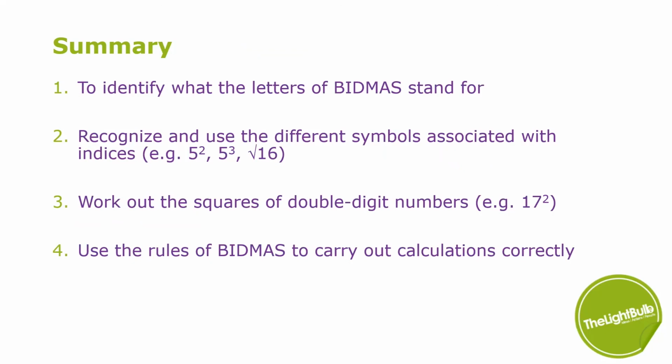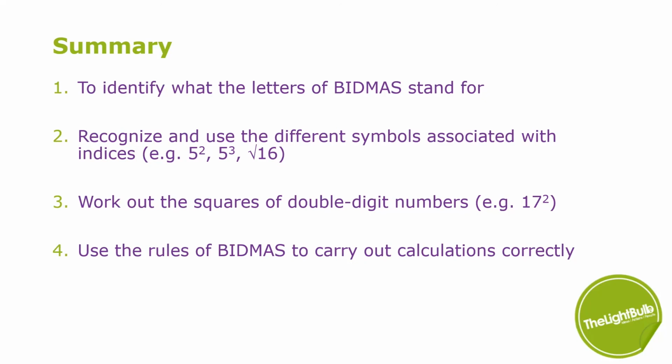So in summary, what we've looked at in this session is we've identified what the letters of BIDMAS stand for. And we now know that it's brackets, indices, divide, multiply, add, and subtract. And what it means is that we always have to work through calculations in that order. The second thing we've looked at in quite some detail was recognizing and being able to use and calculate with the different symbols associated with indices. For example, 5 squared, 5 to the power of 3, to the power of 4, and so on, and the square root of numbers.